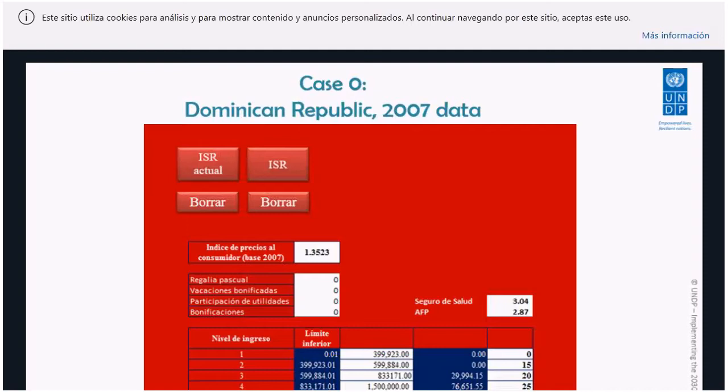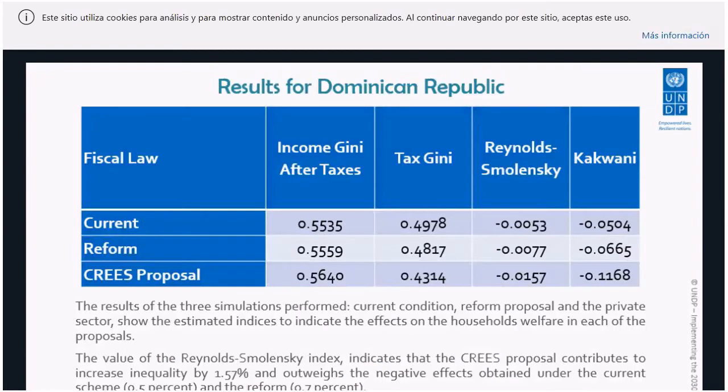In this one, as you can see, you can simulate what happened, what is the distribution, what is the amount that households and individuals pay in terms of the taxes on income, and what would be the impact of a reform to this tax on income. Let me go to the next one.